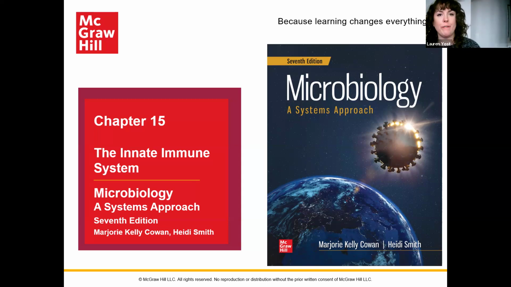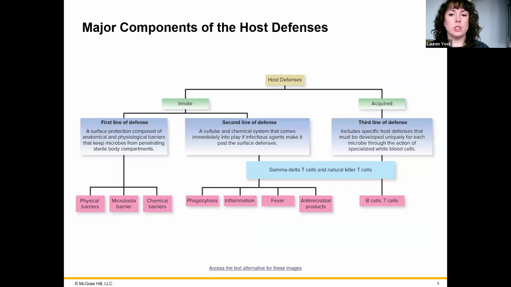This is chapter 15. Chapter 15 is going to cover innate immunity. There's two kinds of immunity in your body, innate and acquired. That's essentially it. We do have a first line of defense. It isn't really the immune system, but we'll mention that too. This is the basic breakdown of your entire defensive system.